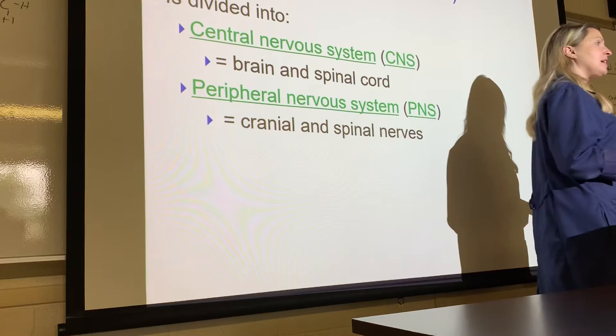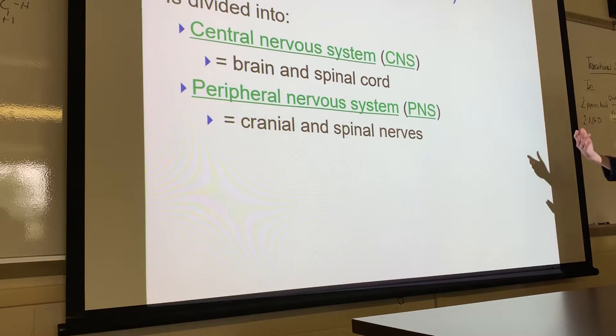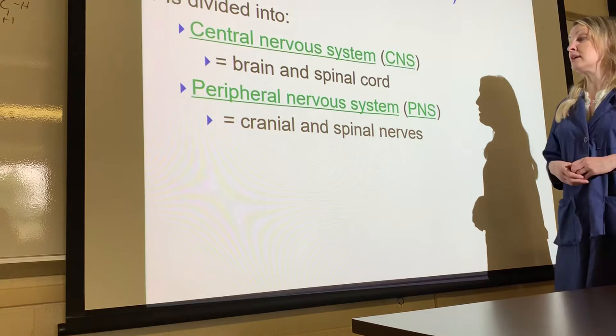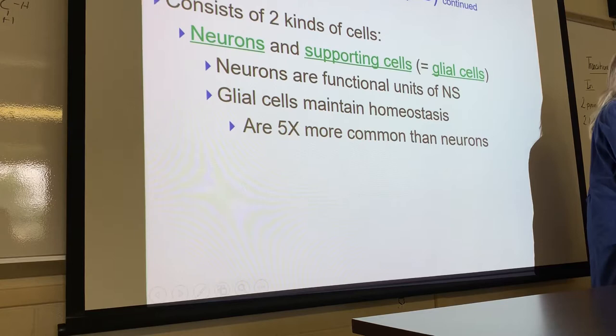So to begin, the nervous system is divided into two parts: the central nervous system, including the brain and spinal cord, and the peripheral nervous system, which includes all 12 pairs of cranial nerves and all the spinal nerves that are associated with each spinal level.